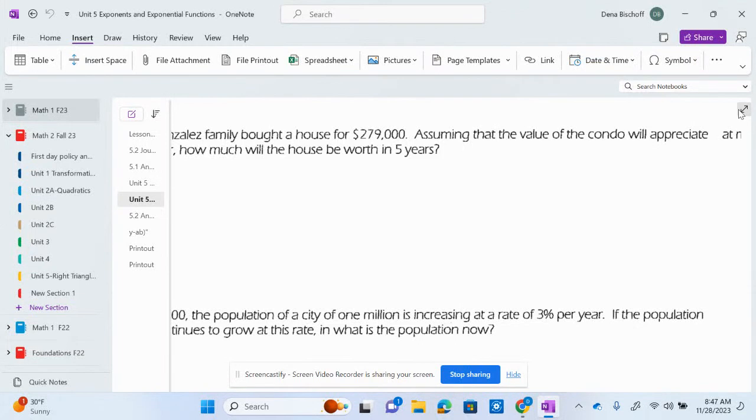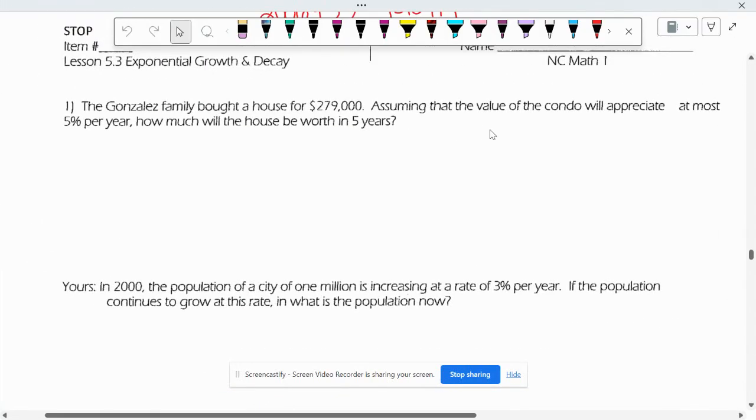See how it's broken up? My question, your question, my question, your question. I'm going to do number 1 and I'm going to do number 3. Number 1, my question. Number 3, my question. And then I'm going to get you started on your homework because I want you guys to have time.